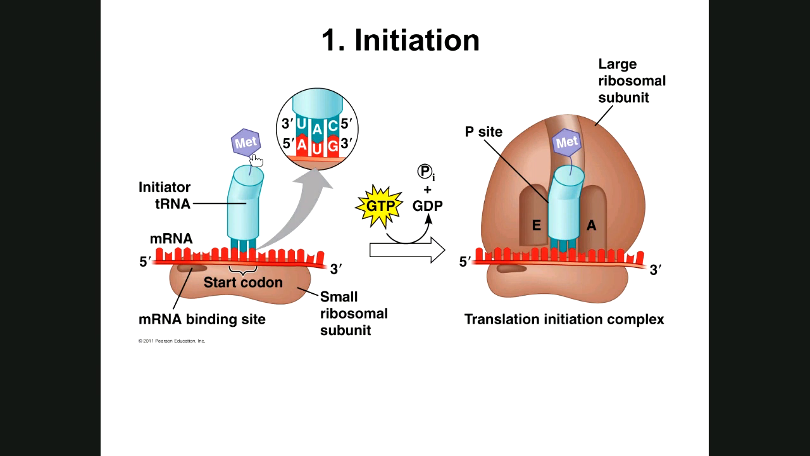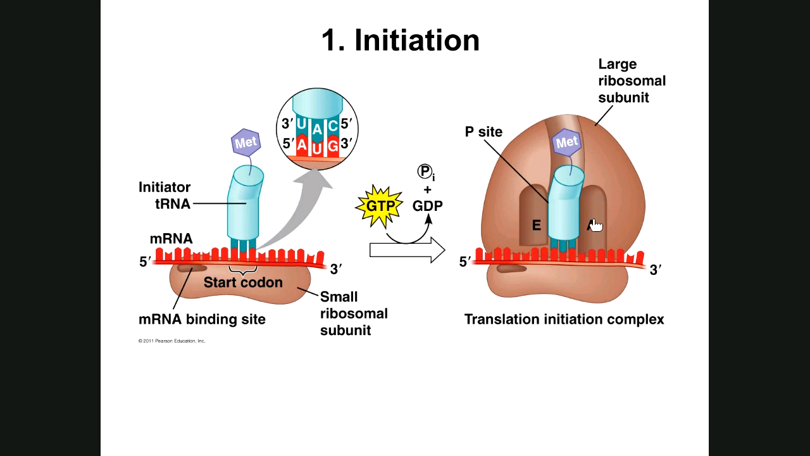Third, the large ribosomal subunit will attach to this mRNA small subunit complex. When the large subunit attaches to the small subunit that has the mRNA attached to it, it will attach where the initiator tRNA carrying MET is located in the P site. This leaves available the A site for a second tRNA to enter.